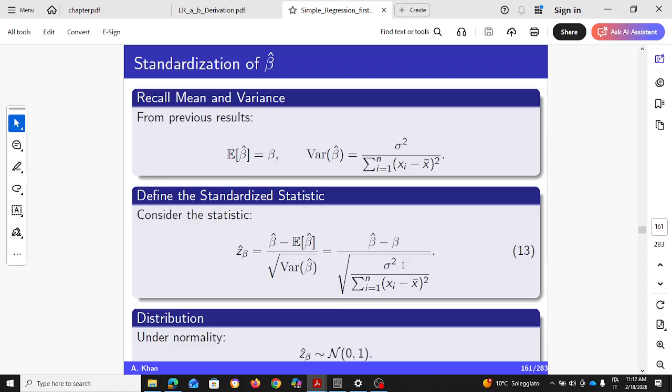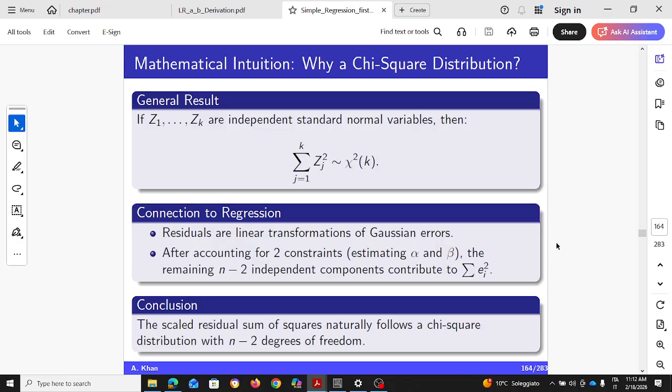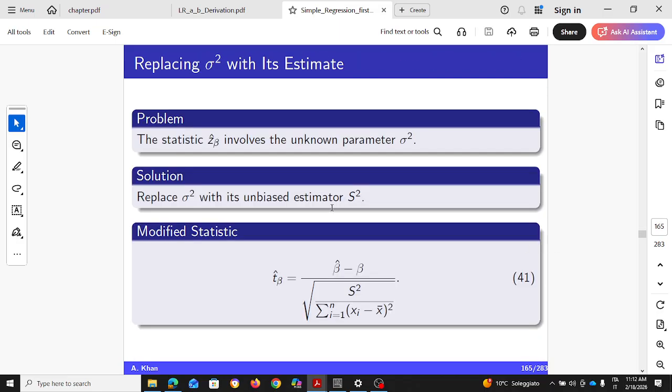What it has again is sigma squared, and we don't want sigma squared, we want S squared. So we want it to be unbiased, right? So we replace this sigma squared with S squared. And when we replace it with S squared, it now takes the distribution of the Student's t, just by replacing sigma squared with S squared.